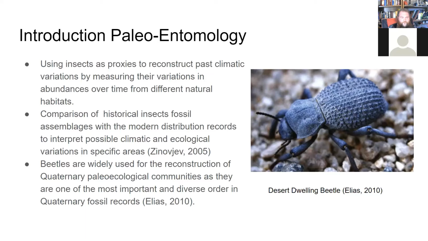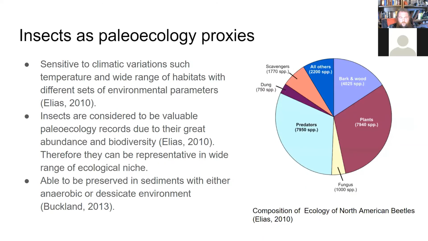So insects as paleoecological proxies are really useful. One reason is that they are pretty sensitive to climatic variations such as temperature, and they occupy a wide range of habitats with different sets of environmental parameters. On the right, you can see a pie chart. This is the chart we excerpted from one piece of literature talking about the ecology of North American beetles. You can see the dung beetles make up around 5% of the overall beetle composition.